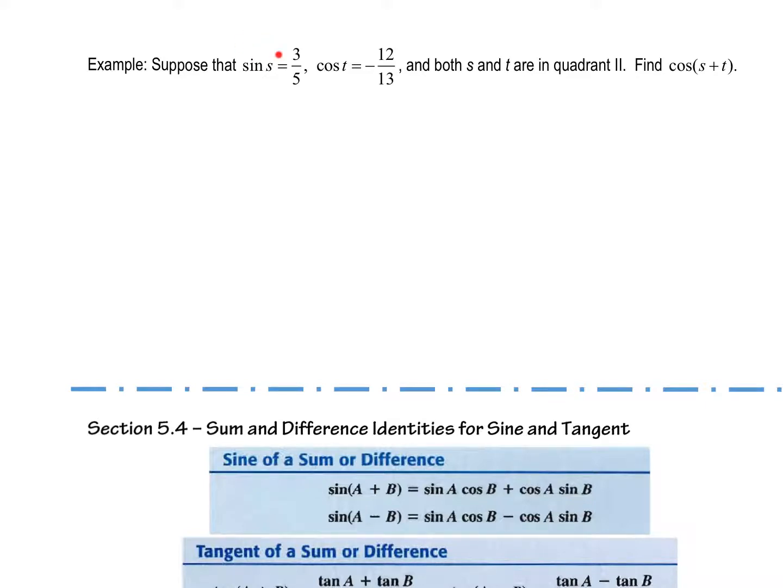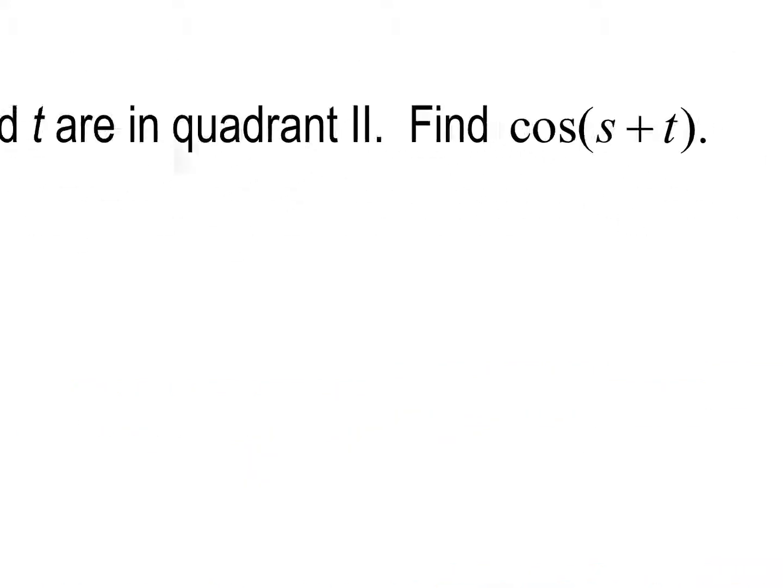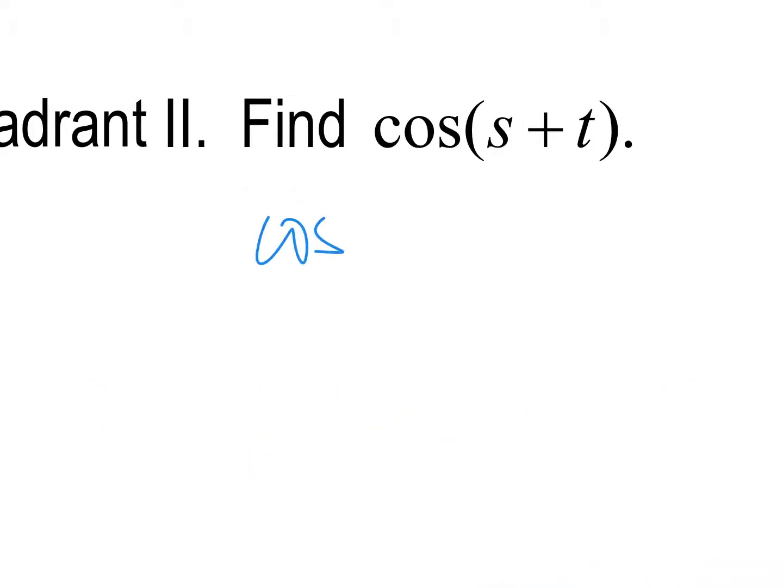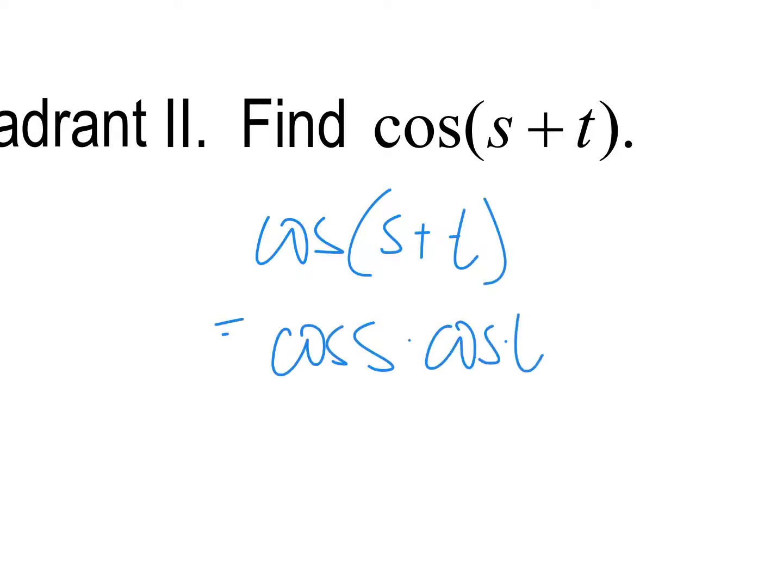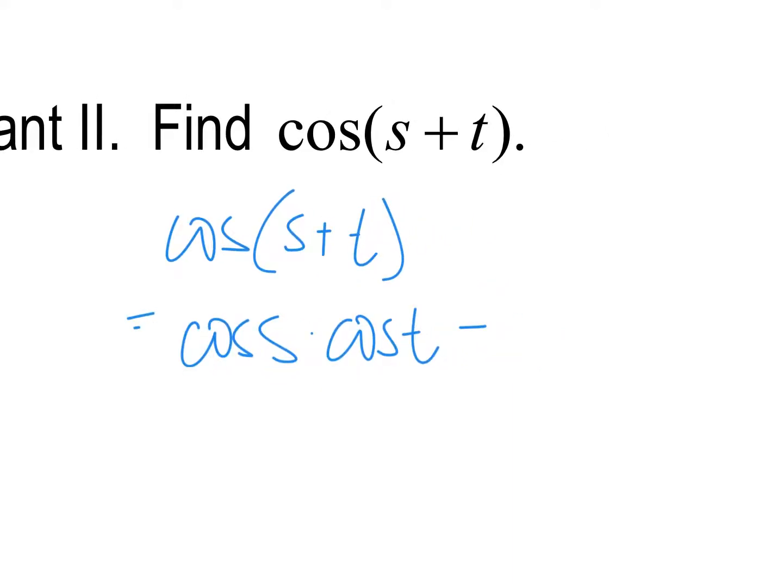And so here we've got two different ratios. One of them is sine, one of them is cosine, and it's given in the question that both of these angles are in quadrant 2. And then find cosine of s plus t. And so as you know, we've got a formula for cosine of s plus t. Cosine s plus t equals cosine s times cosine t minus, be careful of the switcheroo, sine s times sine t.